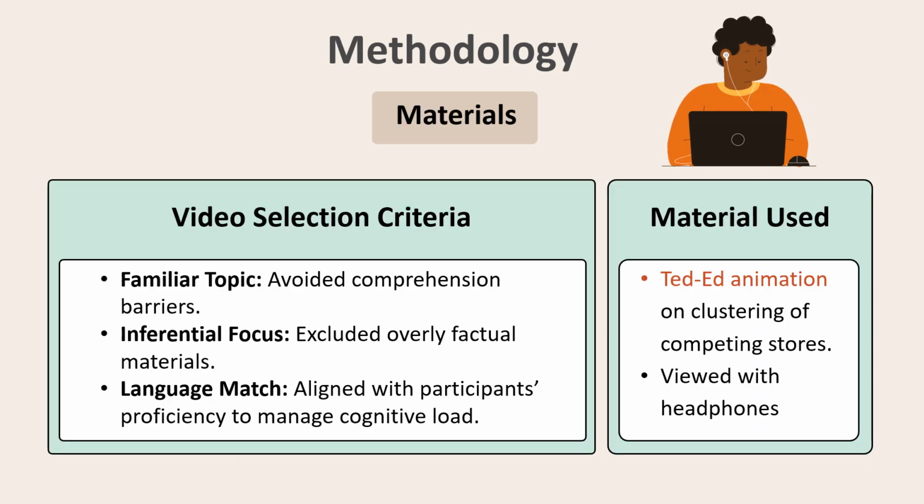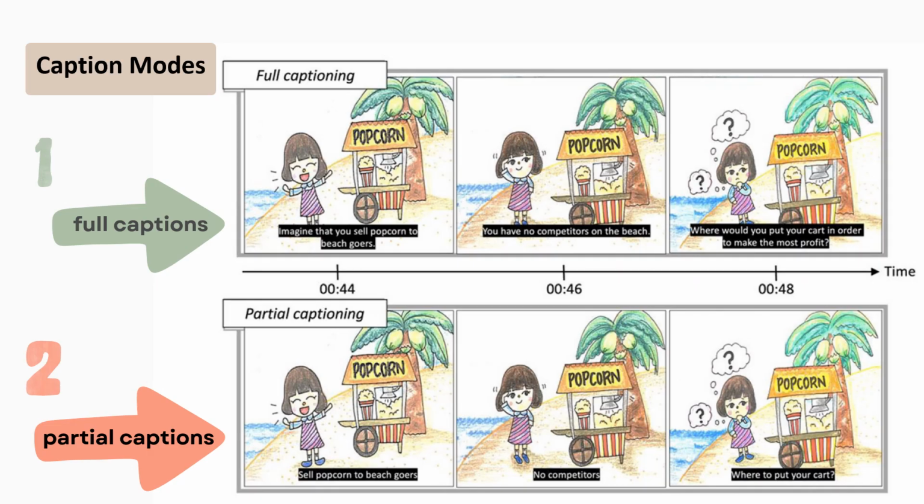When selecting the video for this study, three key criteria were considered. First, familiar topic. Second, inferential focus. Third, language match. Two types of caption modes were used: full captions and partial captions. Partial captions only show key phrases, reducing cognitive load and encouraging inference.